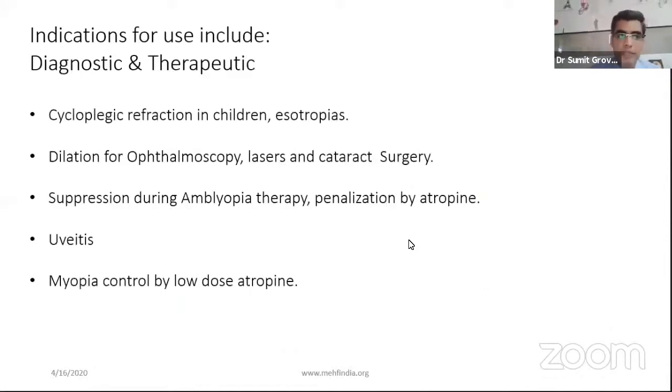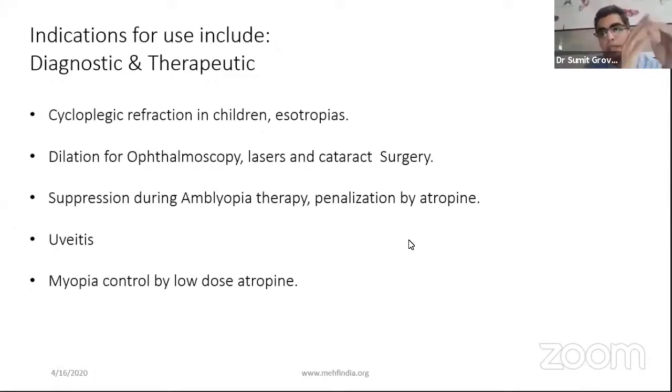Apart from that, they have some diagnostic and therapeutic indications. Cycloplegic refraction in children, especially small children. We all know they accommodate much more than adults. So their accommodation masks the refractive errors like hypermetropia. What happens in hypermetropia is that the eyeball is small, and the rays which are coming from infinity converge behind the retina, but the child accommodates, the converging power of the lens increases, and they converge the light so that it falls on the retina.